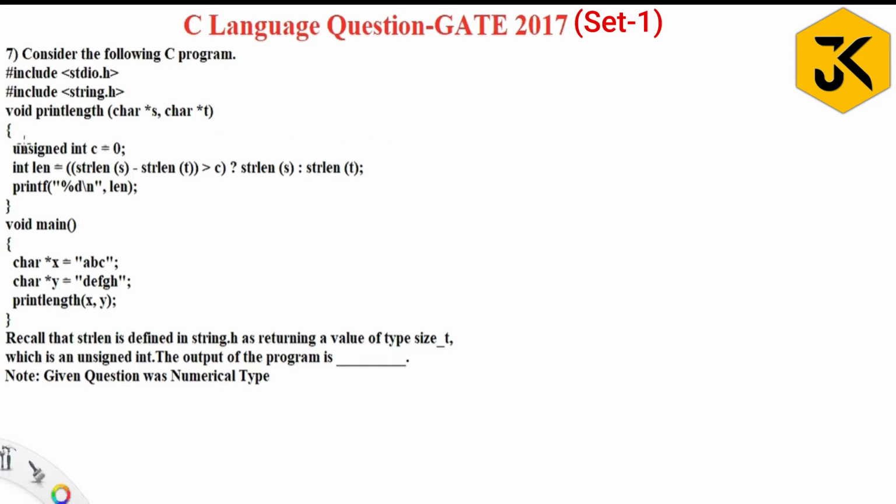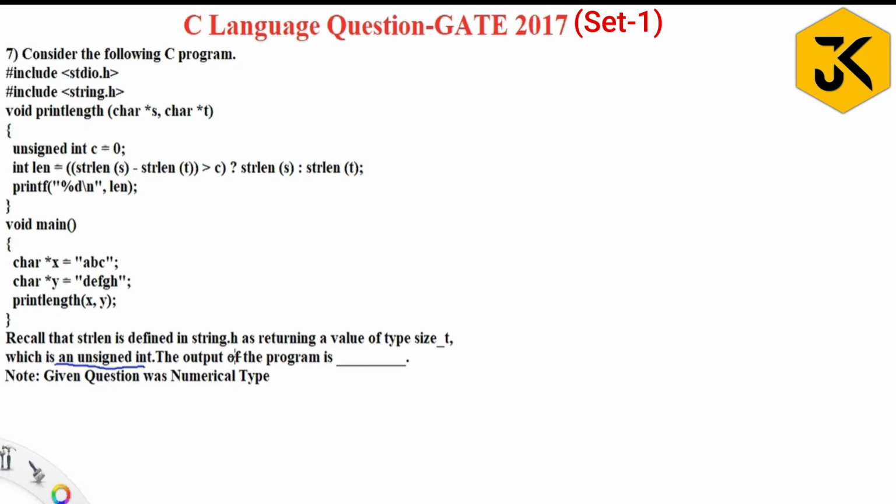Let's see one of the C language questions which was asked in GATE 2017. Here they have given a few lines of code and they are saying: recall the string length is defined in string.h as returning a value of type size_t, which is an unsigned int. This is important, which is an unsigned int. What is the output of the program?